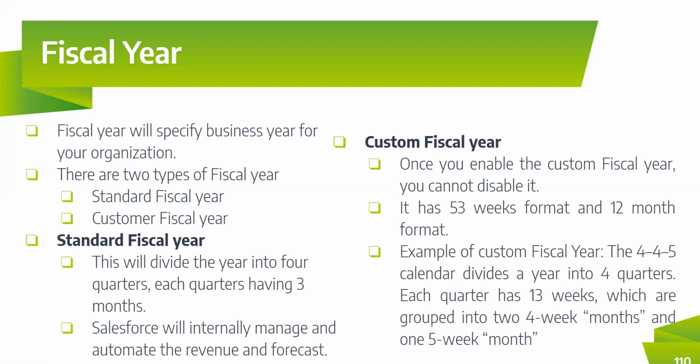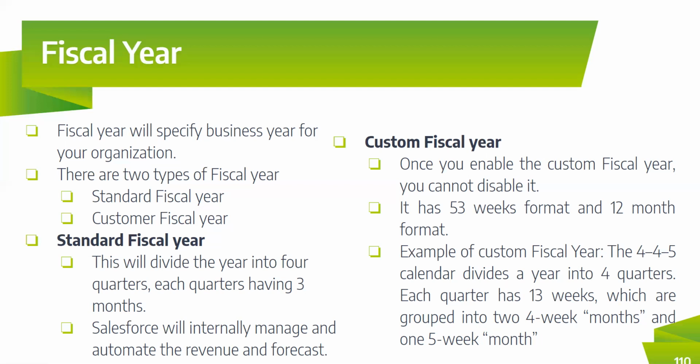The example for fiscal year is going to be 4-4-5. It means that the calendar divides a year into 4 quarters here. The first 4 weeks, second 4 weeks, and then 5 remaining weeks. Each quarter has 13 weeks, which are grouped into a 4-week month and a 5-week month. First 4 represents 13 weeks, second 4 represents another 13, right? Remaining it. So totally how many weeks do we have?